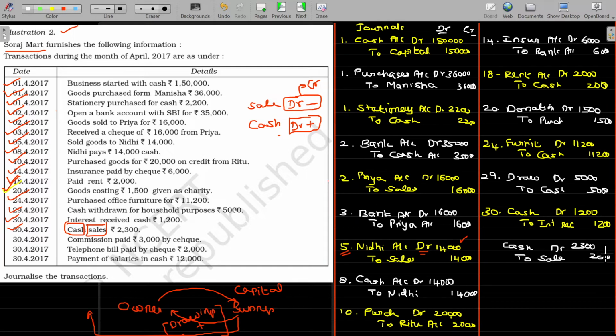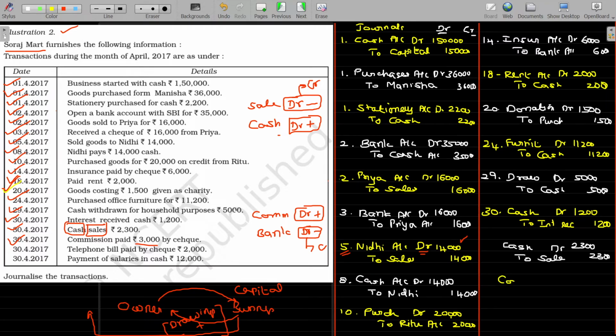Is that clear? On the same date, one more transaction. Commission paid 3,000 by check. So commission, and then check represents bank. Okay, bank. So bank is also an asset, debit balance. Commission is also an expense, so it is also a debit balance. Because of payment of commission, the debit balance increases. Because of the payment, the bank balance will be reducing, so minus. To increase the debit balance, you have to debit it. To decrease the debit balance, it should be credited. Then the ultimate entry being commission account debit to bank.